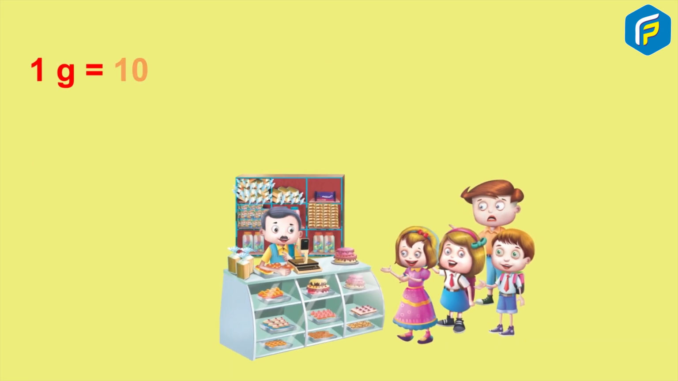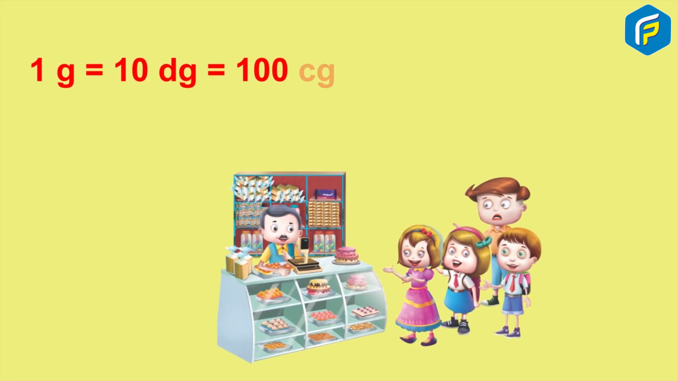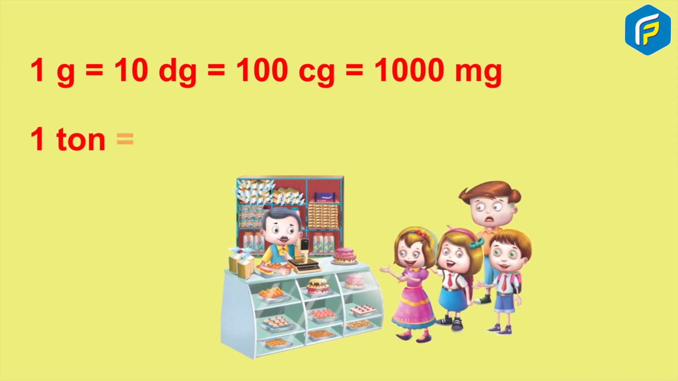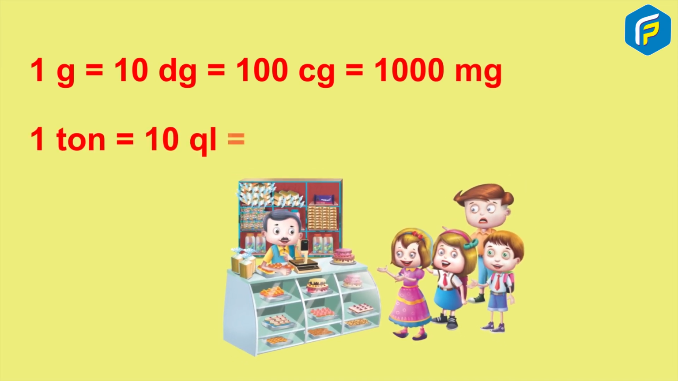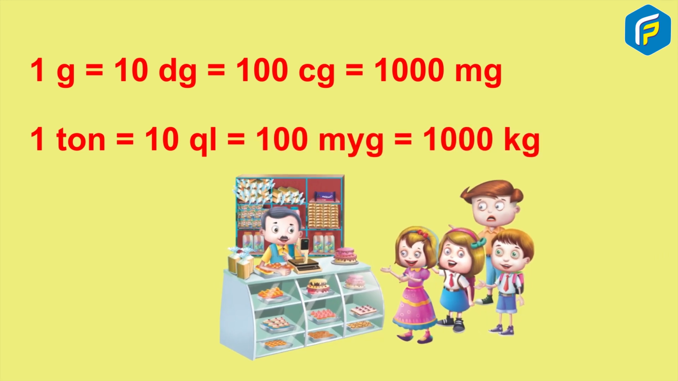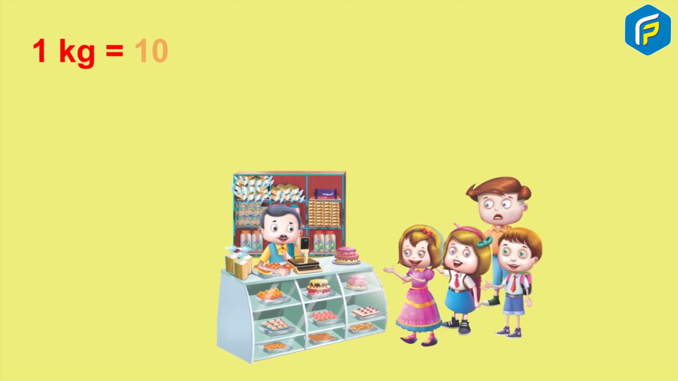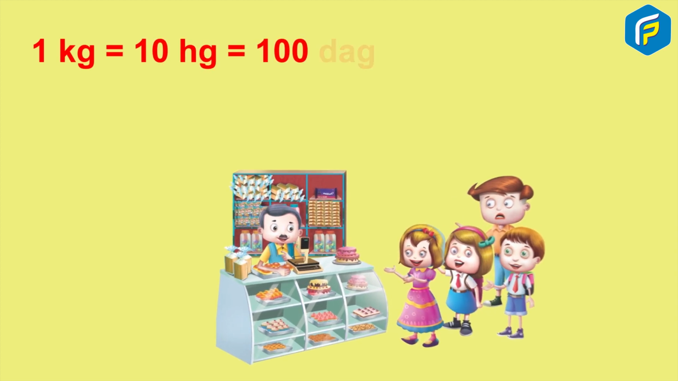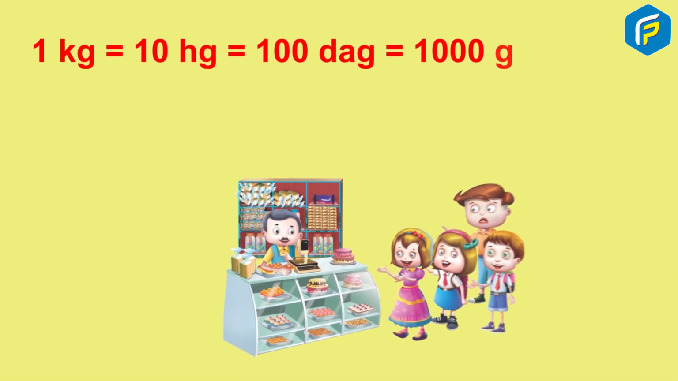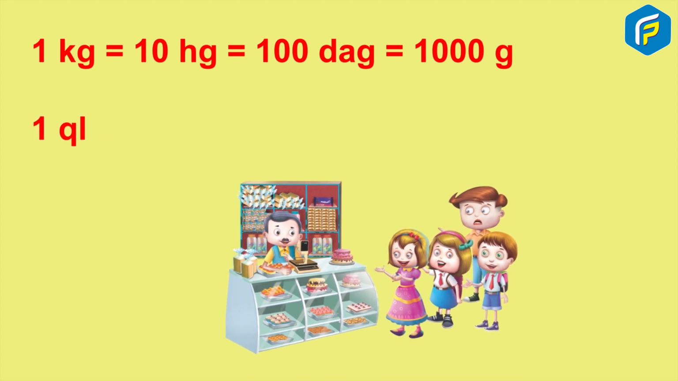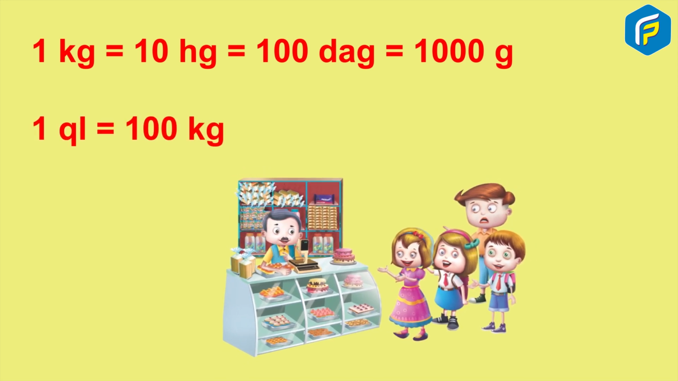1 G is equal to 10 dg is equal to 100 cg is equal to 1000 mg. 1 ton is equal to 10 QL is equal to 100 MYG is equal to 1000 kg. 1 kg is equal to 10 Hg is equal to 100 DAG is equal to 1000 G. 1 QL is equal to 100 kg.